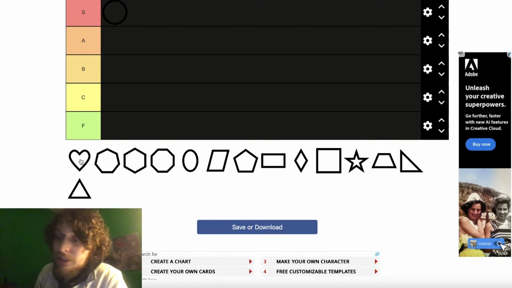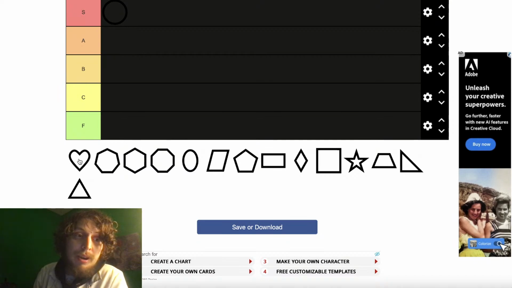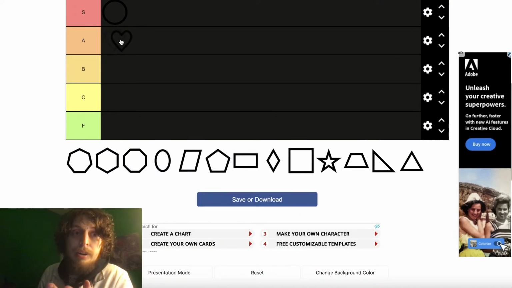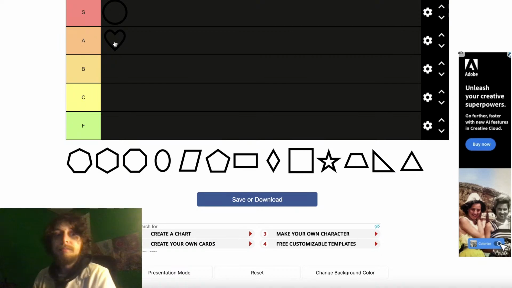However, symbolically, it's a pretty good one. You know, combo class, we're all about being loving to each other while we do our chaos. So, a good heart symbol does spread a good message. So we're going to put heart in A tier because I think it's a positive, good symbol, spreads good things in the world, but mathematically there are cooler shapes on the list. So that's getting A tier.